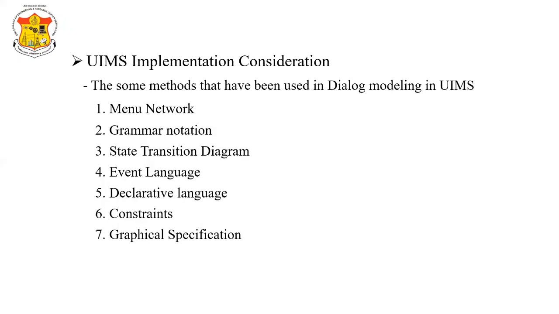Next, there is UIMS implementation consideration. Here we summarize various implementation methods used to specify the dialogue controller separately. There are some methods that have been used in dialogue modeling in UIMS. First is menu networks. In menu networks, the communication between application and presentation is modeled as a network of menus and submenus.